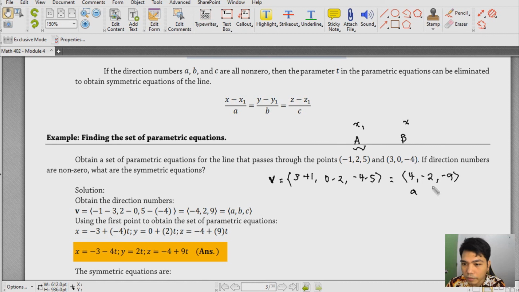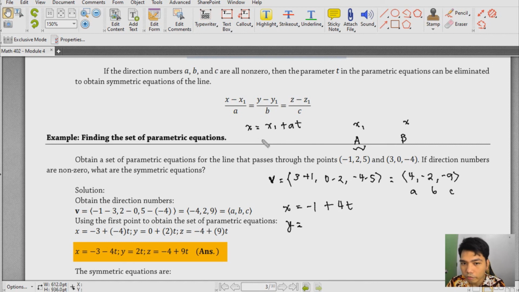Okay, so these are my A, B, and then C. So from these values, I can generate the parametric equation for x. So x would be equal to x sub 1. So ano ba yung reference ko na first point? So that's -1. So diba sabi natin x is equal to x sub 1 plus at. So that's -1 plus a is 4 and then t. So therefore, this is the first parametric equation for x.